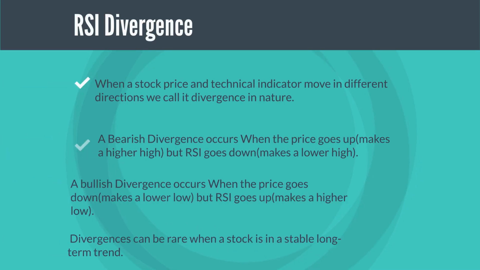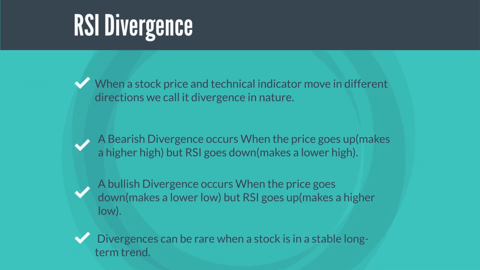What is RSI divergence? When a stock price and a technical indicator move in different directions, we call it divergence. A bearish divergence occurs when the price goes up and makes a higher high, but RSI goes down and makes a lower high. A bullish divergence occurs when the price goes down and makes a lower low, but RSI goes up and makes a higher low. Divergences can be rare when a stock is in a stable long-term trend.